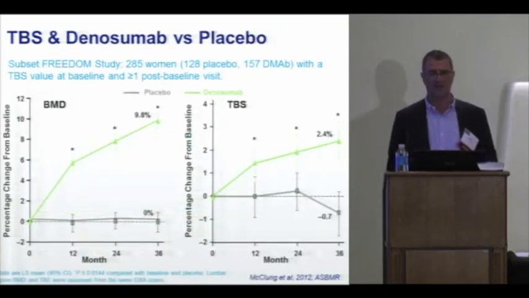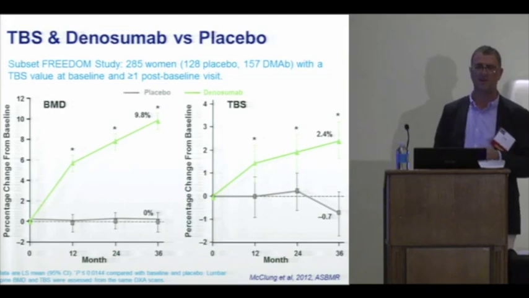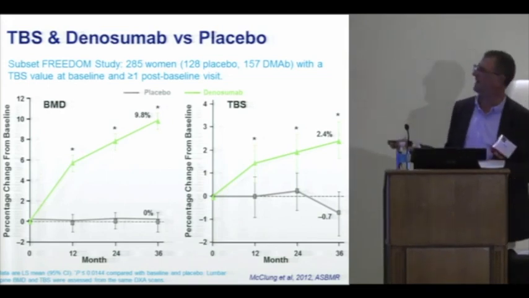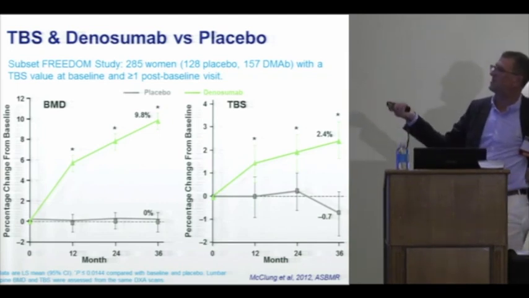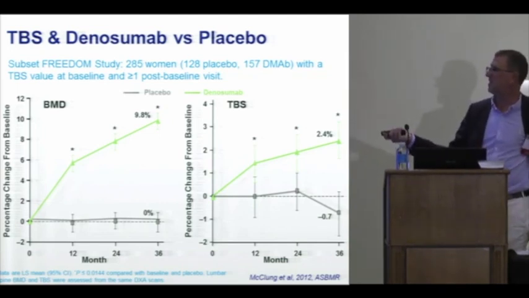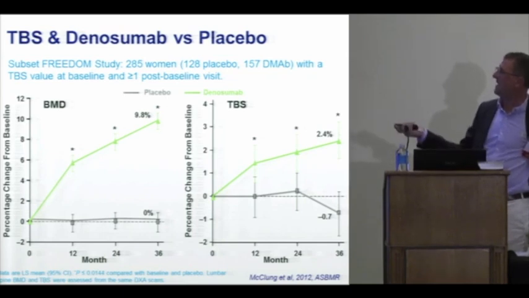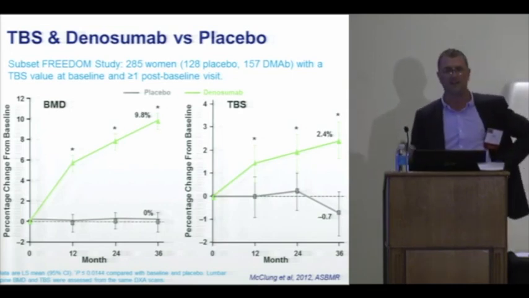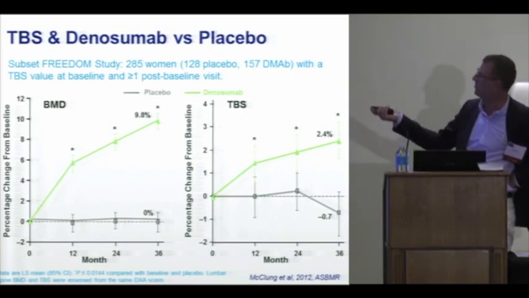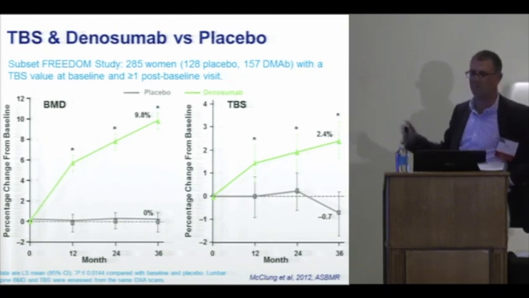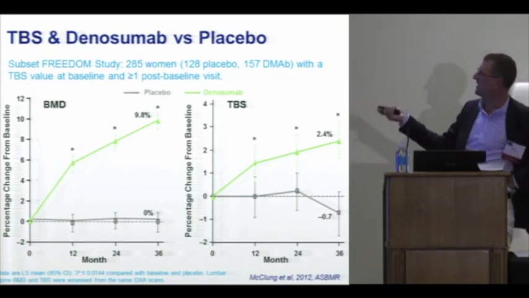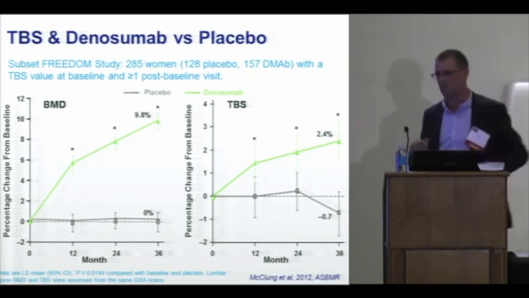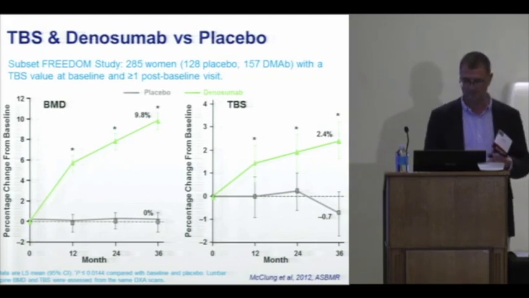Another study here, it's a subset from the Freedom. Again, it was placebo versus denosumab. And there was here a nice increase in the BMD, as we used to see, a flat plateau here for the placebo. And for the TBS, we had exactly the same. We had about 1.9% increase after 2 years and 2.4% after 3 years, which was significantly different from baseline and significantly different from the placebo, which was losing bone after 36 months.